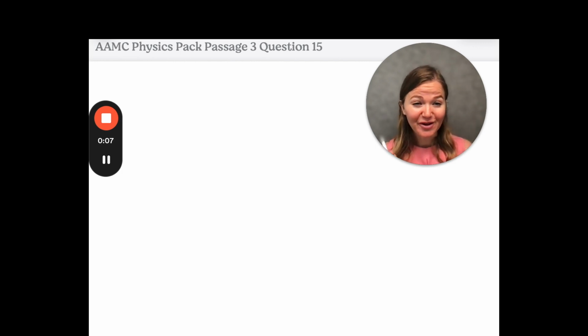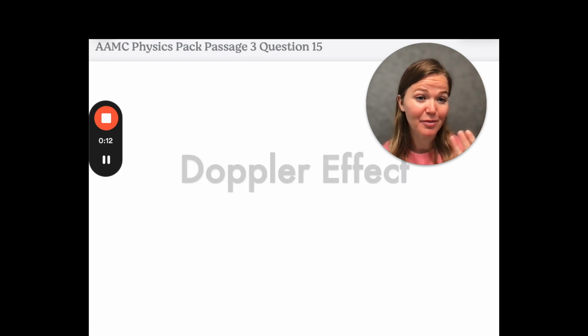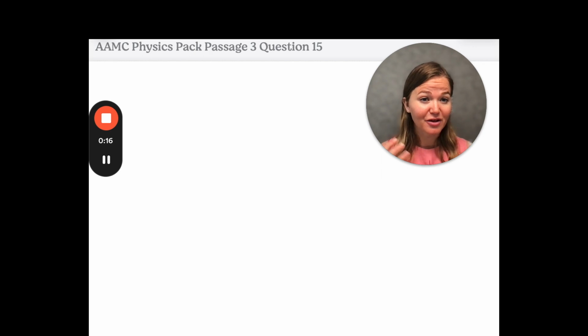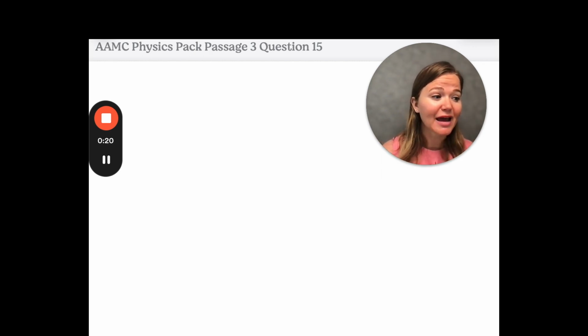So I really love this question. It's the third question related to passage 3 about the Doppler effect. Essentially, if you've already watched my videos on the last two questions, this question is asking nothing new. And this is super common on the MCAT. A lot of times a passage will ask about the same concept, just in different ways with different wording. And if you understand that concept, you can easily breeze through these questions.